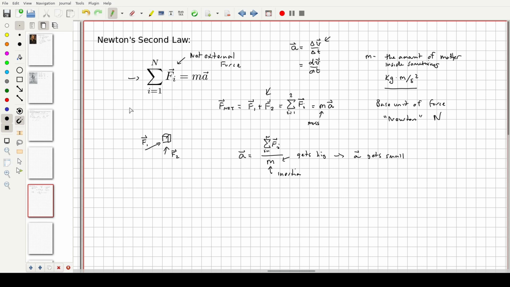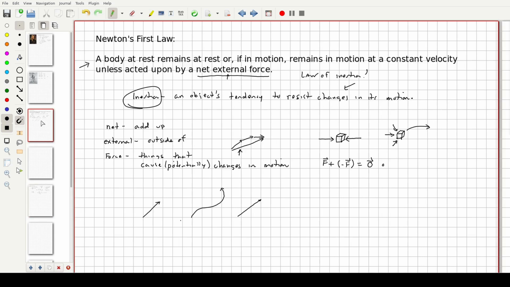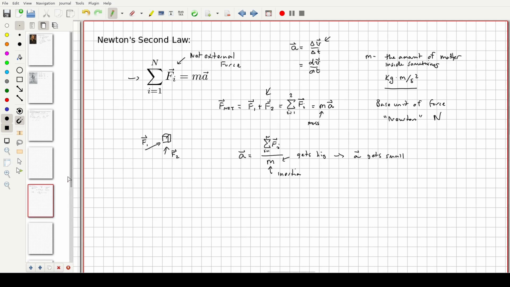So, here's what we have so far. We have one law that tells us the conditions under which objects experience a change in motion. There has to be a net external force present. And like I said, it's like a diagnostics thing. If you see an object experiencing a change in motion, you know that there are net external forces present. Then you have a law that relates that change in motion to the forces that are causing it.